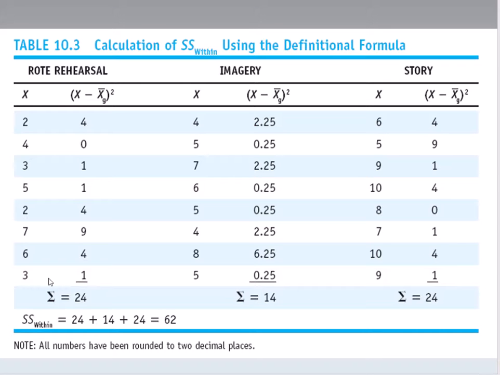So we take the bottoms. This is 24. This is 14. This is 24. 24 plus 14 plus 24 gives us 62.